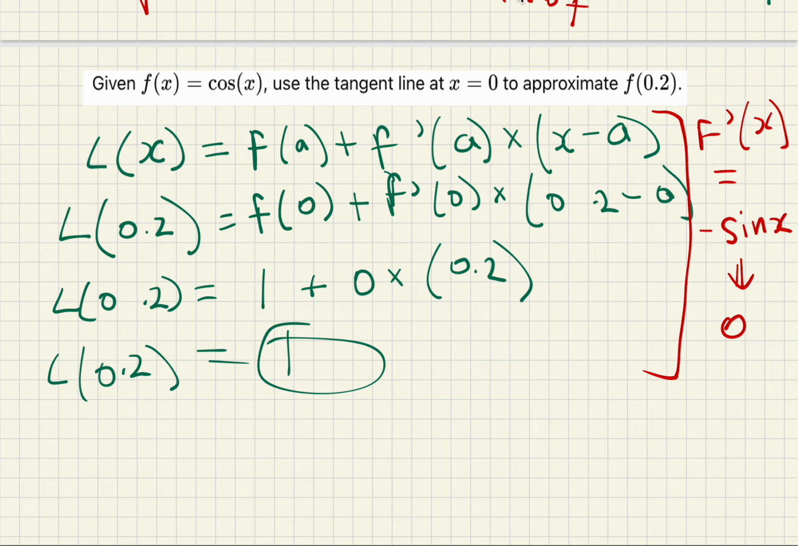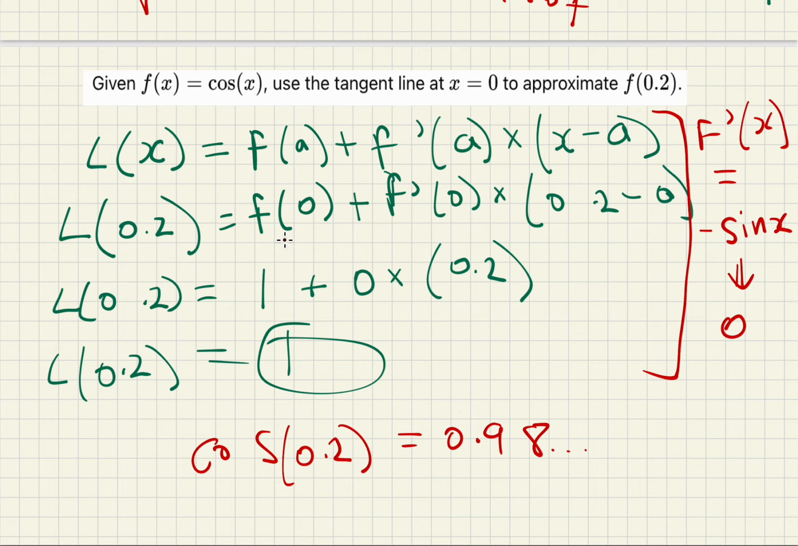Now we can double check our answer by plugging in 0.2 into cosine of x. Cosine of 0.2, using a calculator, is 0.98. And so 0.98 is pretty similar to 1, which is our approximation.